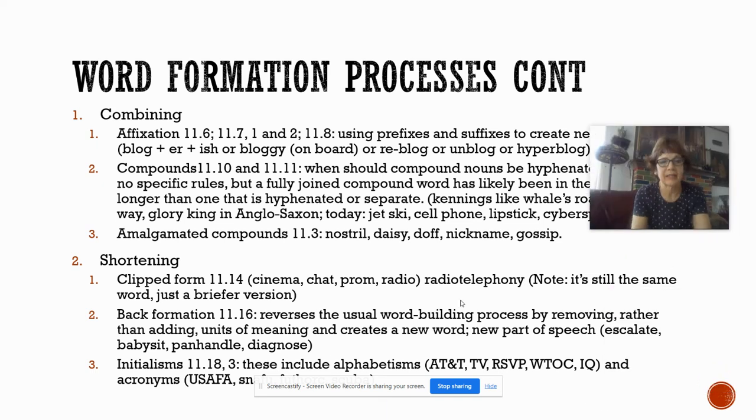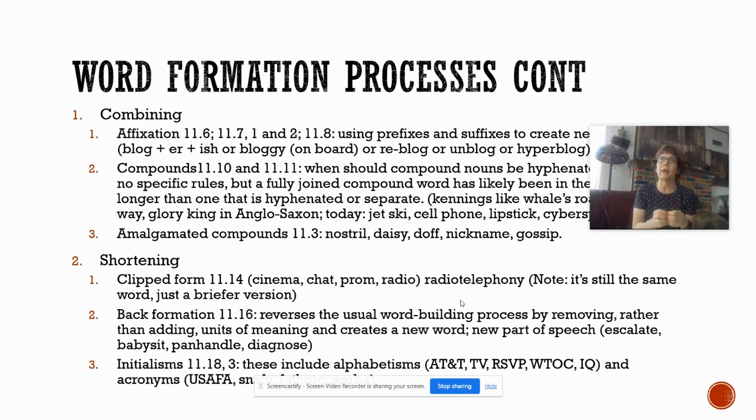Okay, so the next process is shortening. We can simply shorten forms we already have. 11.14 takes us through this, so some words we don't even realize used to be longer words. Cinema was cinematography. Chat comes from chatter. Prom comes from promenade. Radio, I can't remember the full one. Radio telephony. I can't even say it. So it's the same word. We just shorten it, and the shortened version makes its way into the language.